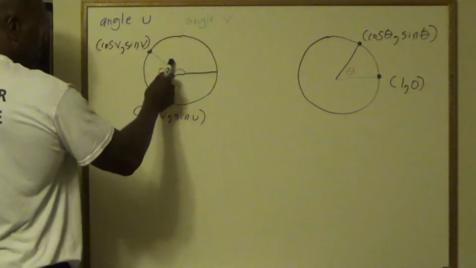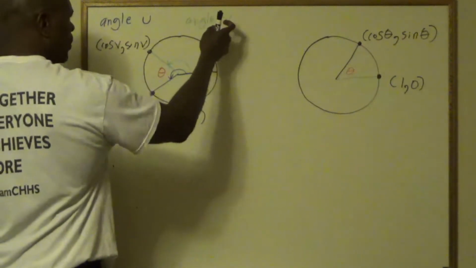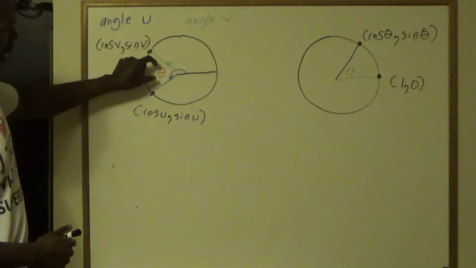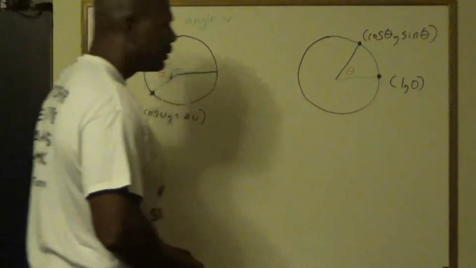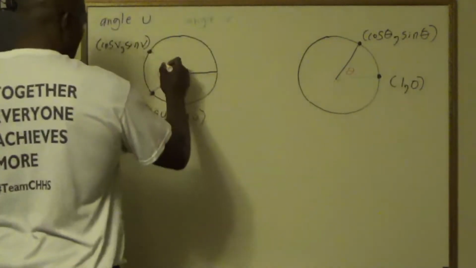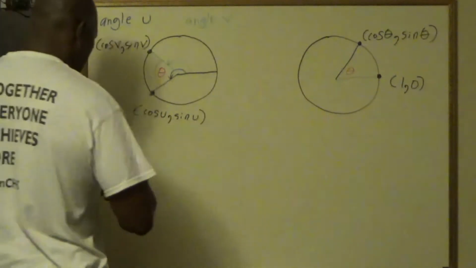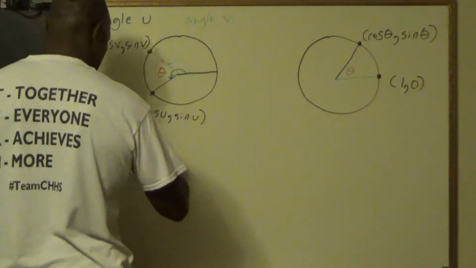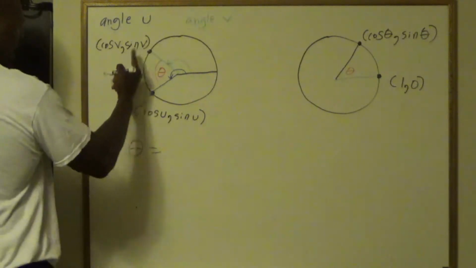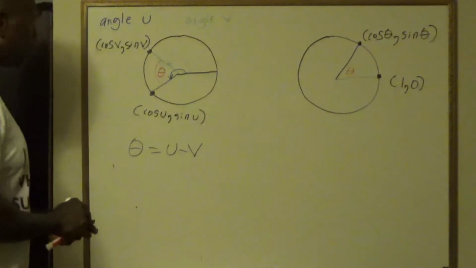And I have this angle in green. This angle in green I'm calling angle V. Now notice between U and V is this angle theta. Theta is just the angle that's here. So if you look at it, theta equals angle U minus angle V. So theta is U minus V.